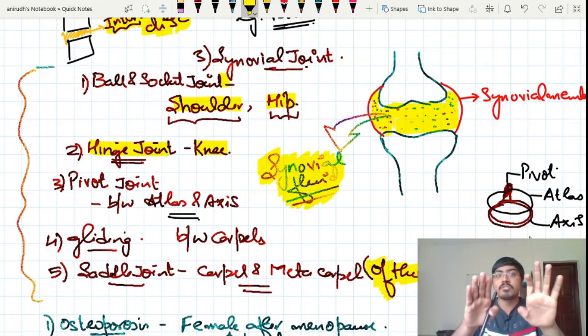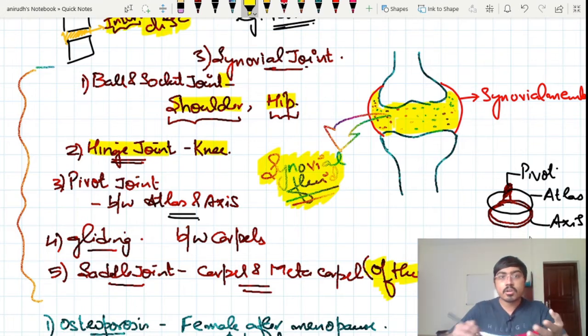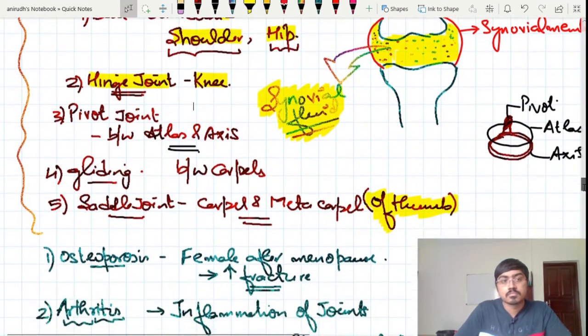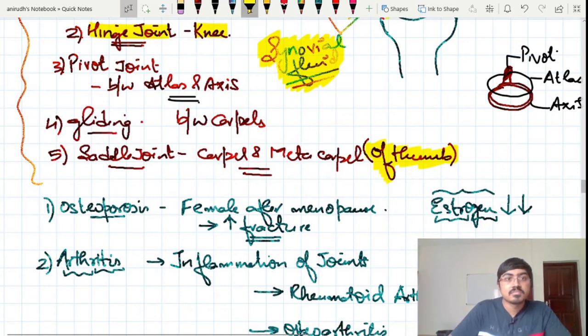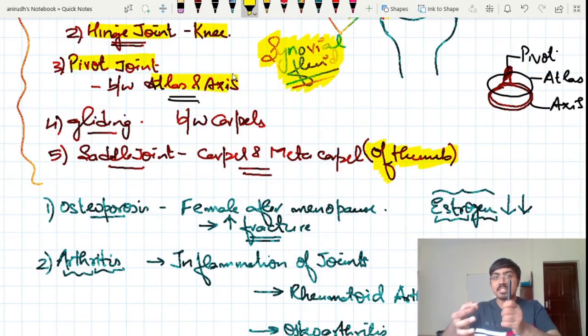These are also examples of hinge joints: the knee joint, and between the phalanges of the fingers, you have the hinge joint. Okay, then the third one is the pivot joint. So as I was telling you, axis has a projection like this. On top of that, atlas is there, so it can move in this particular direction. That is called as pivot joint.